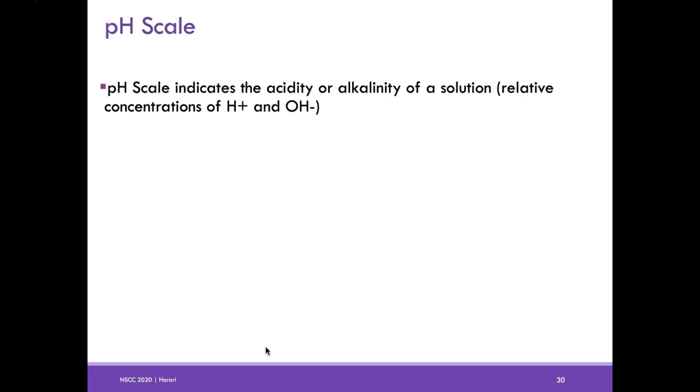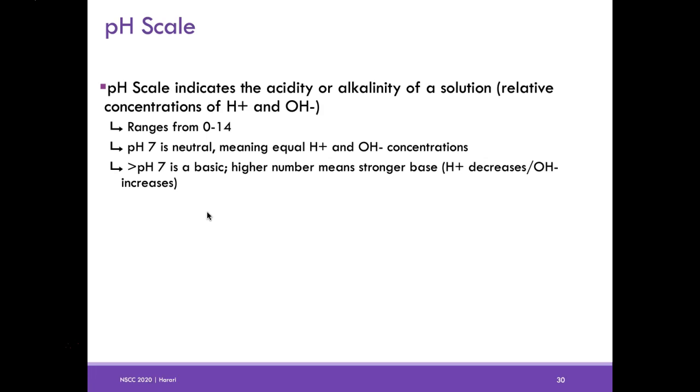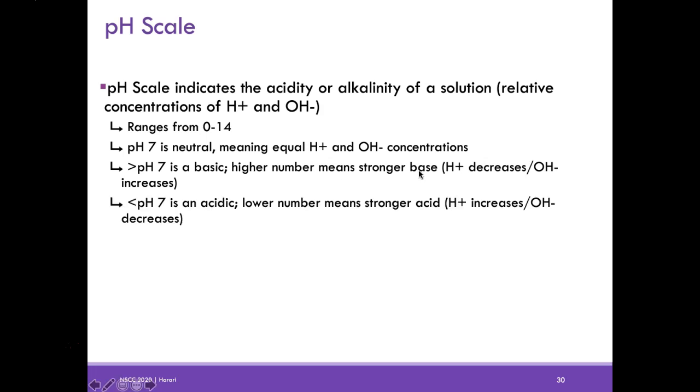So the pH scale will indicate the relative acidity or alkalinity of a solution. And it ranges from 0 to 14. And anything that is between 0 and 7 is an acidic solution. pH 7 is neutral, meaning there's an equal breakdown of H+ and OH-. Anything greater than 7 is a basic solution. Right? Anything less than 7 is acidic.